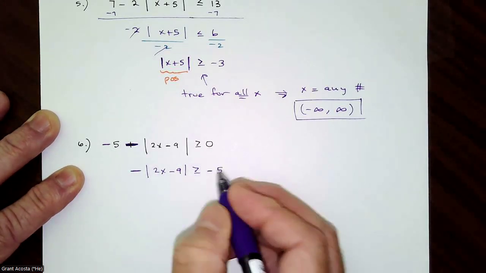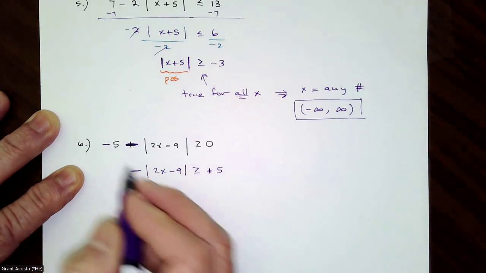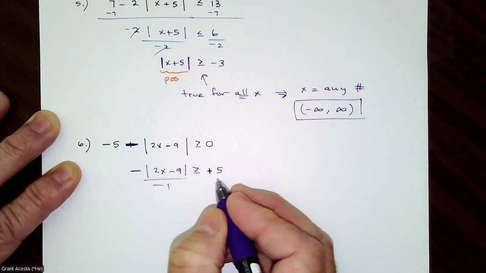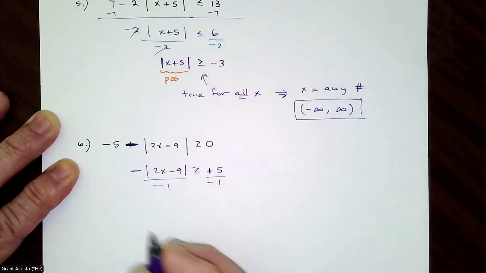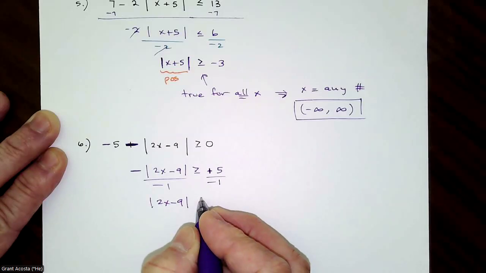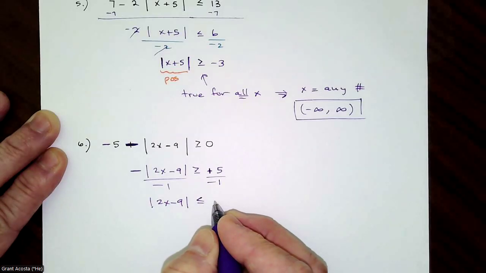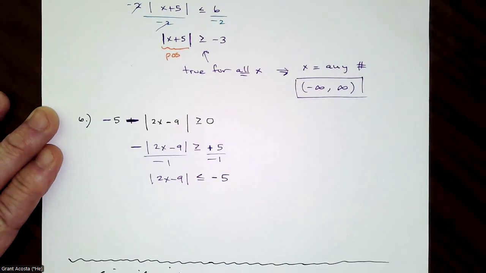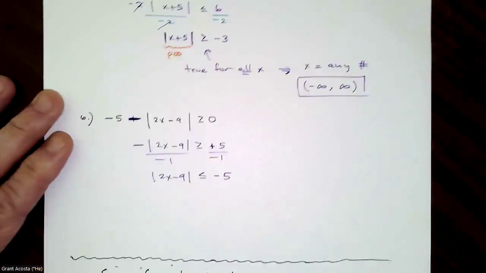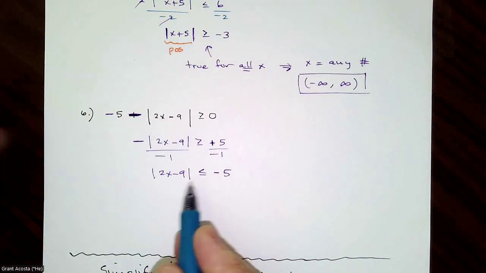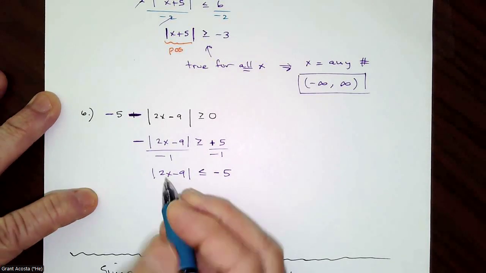So if I added the 5 over, this would have been 5. But then if I divide by a -1, what I end up with is the absolute value of 2x minus 5. I've got to switch the sign, is less than or equal to -5 after I adapted it. So now think about it. We could go through an algorithm here, but take a moment to think about this.